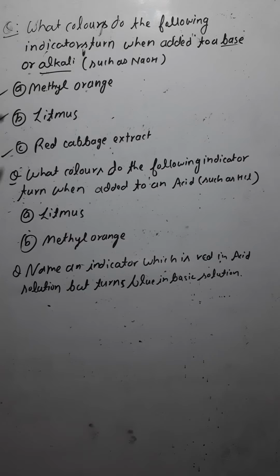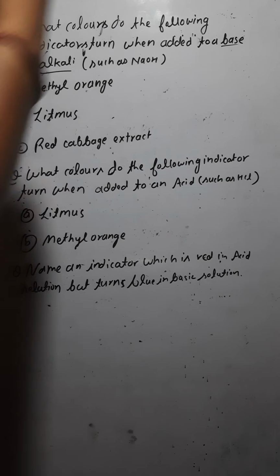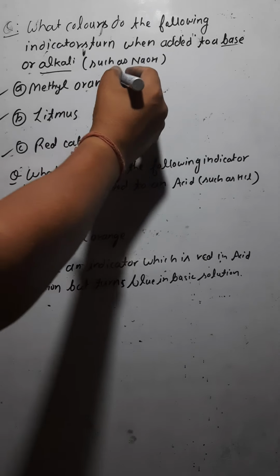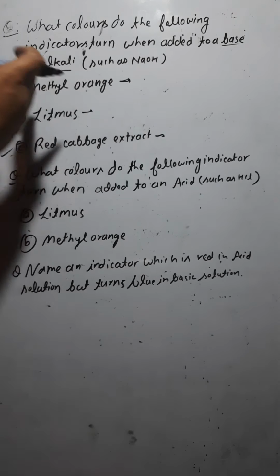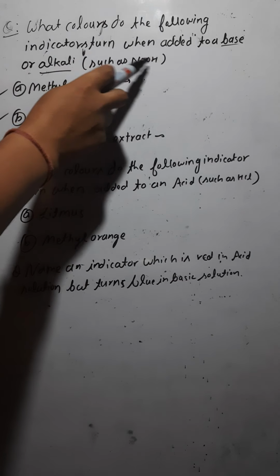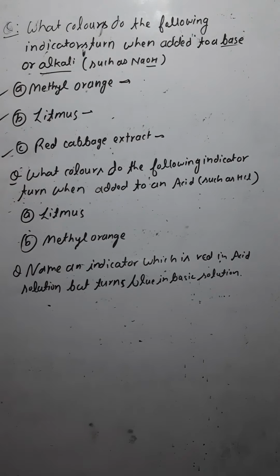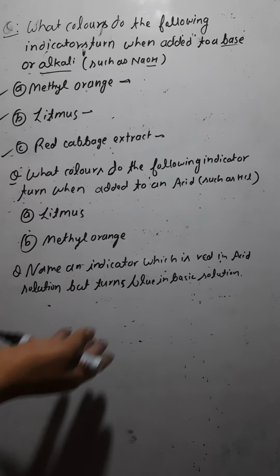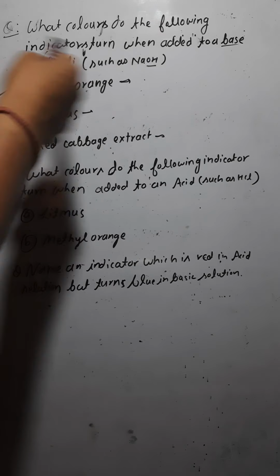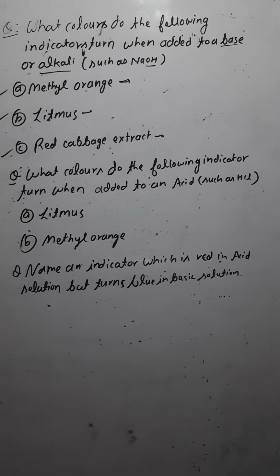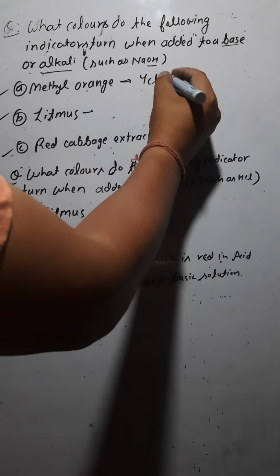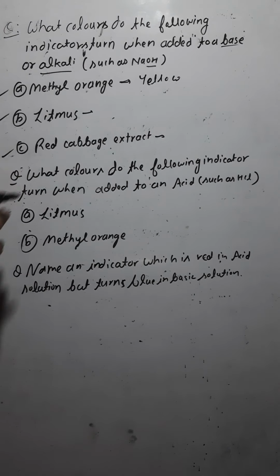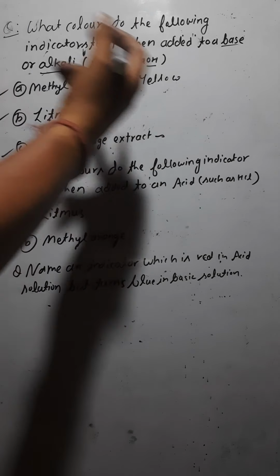We have discussed this. So when you are adding these three indicators to a base, what colors would they give? If you are adding methyl orange to a base like sodium hydroxide, NaOH, which has OH negative ions, we would call it a base, isn't it? So if you add methyl orange to a basic solution, what color would it give? We have discussed this. Yes, it would give yellow color, isn't it? So when you add methyl orange to a basic or alkali solution, it gives yellow color.